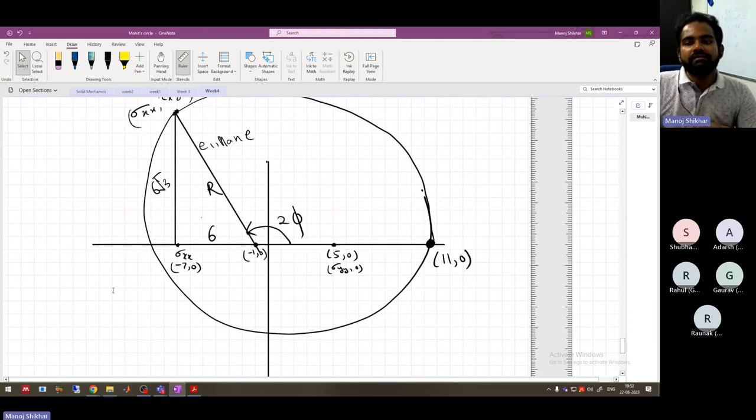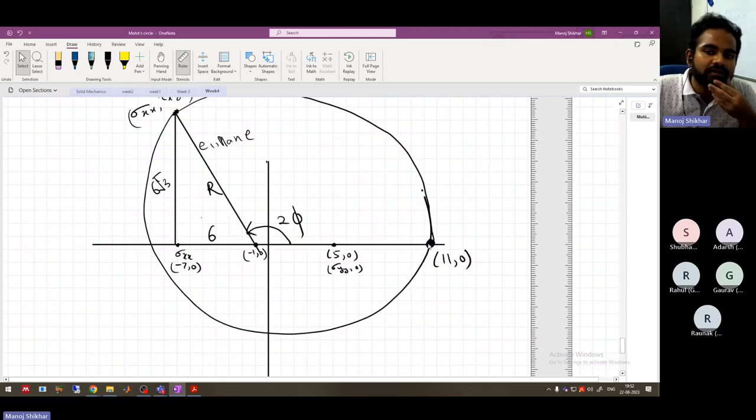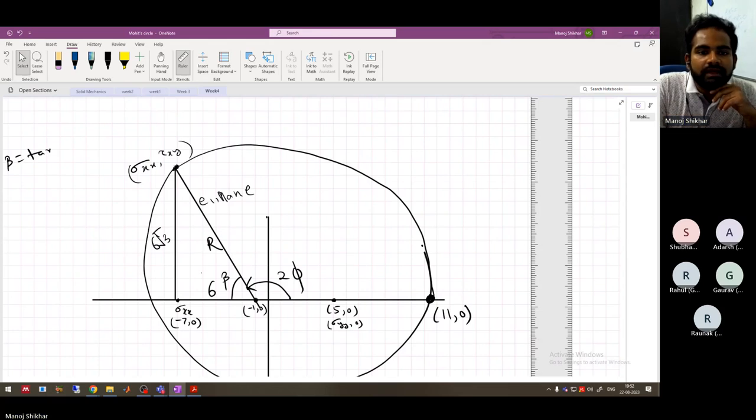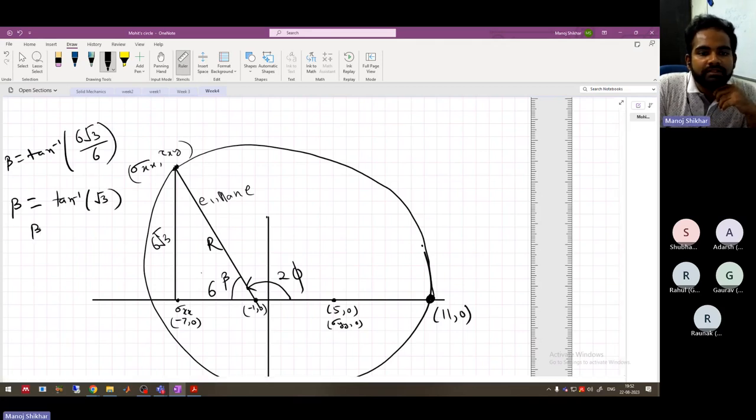Now, what are the angles between the E1 plane, E2 plane, and the angles at which the principal planes lie? This is corresponding to lambda 1. So lambda 1 lies at angle 2 phi. And how do you find angle 2 phi here? Suppose this angle is beta. So beta equals tan inverse of 6 root 3 by 6. So beta is tan inverse root 3, so beta is 60 degrees.